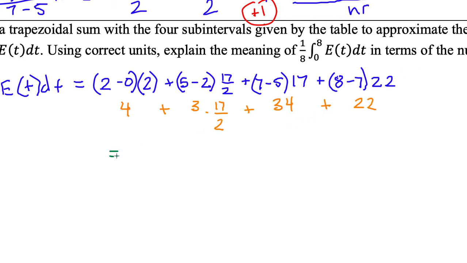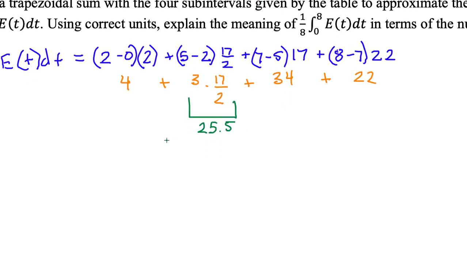But if I do all of that math correctly, I think, do I have it written down here? I do not. 17 halves is 8.5. That helps a lot. This is 25.5. And then I can add that to 60, and I get 85.5.